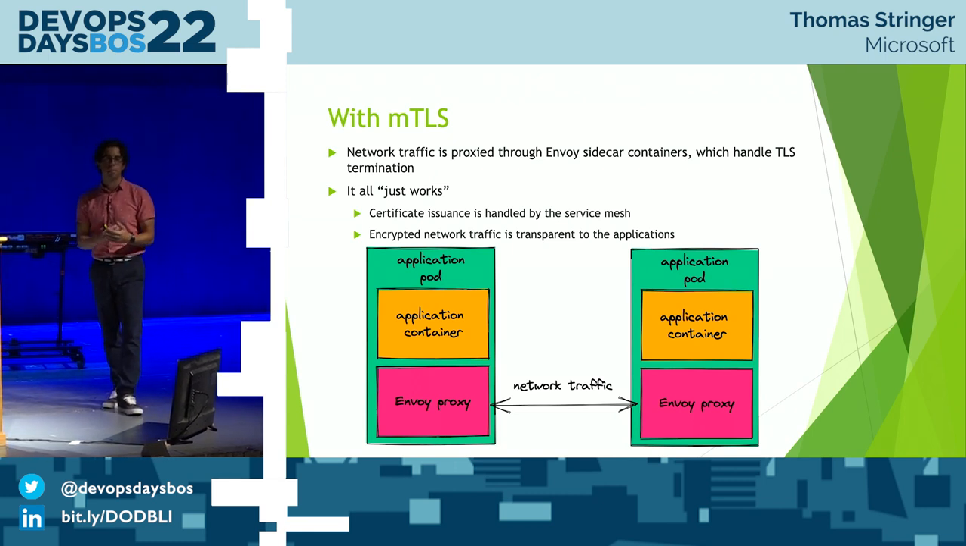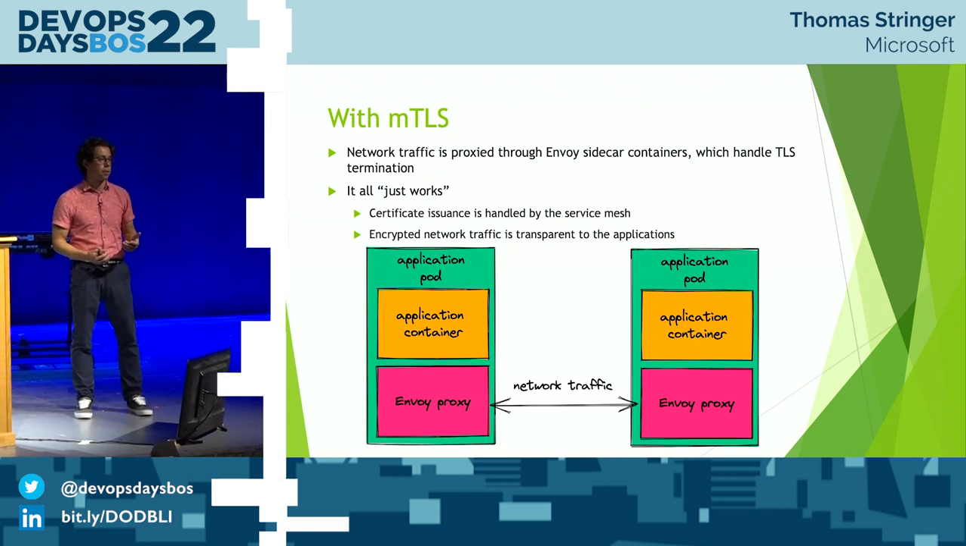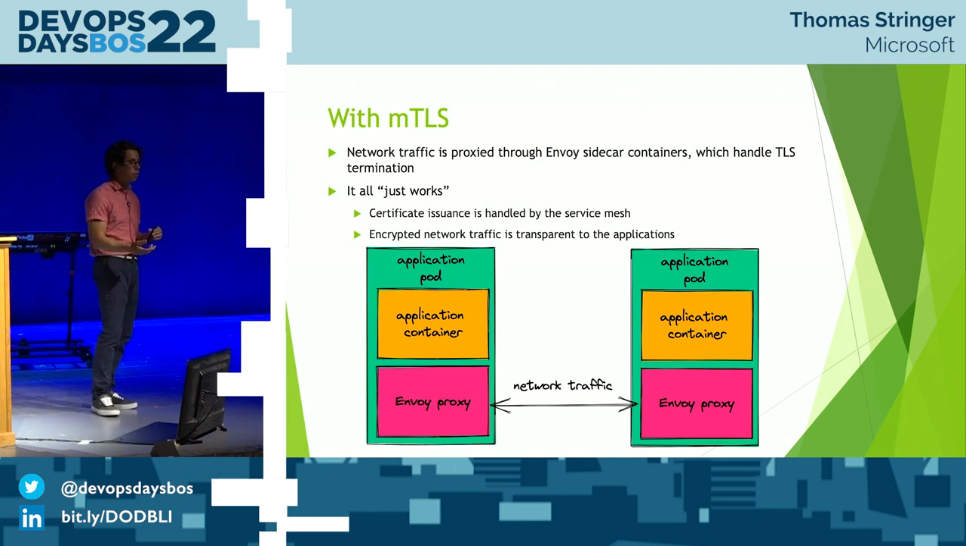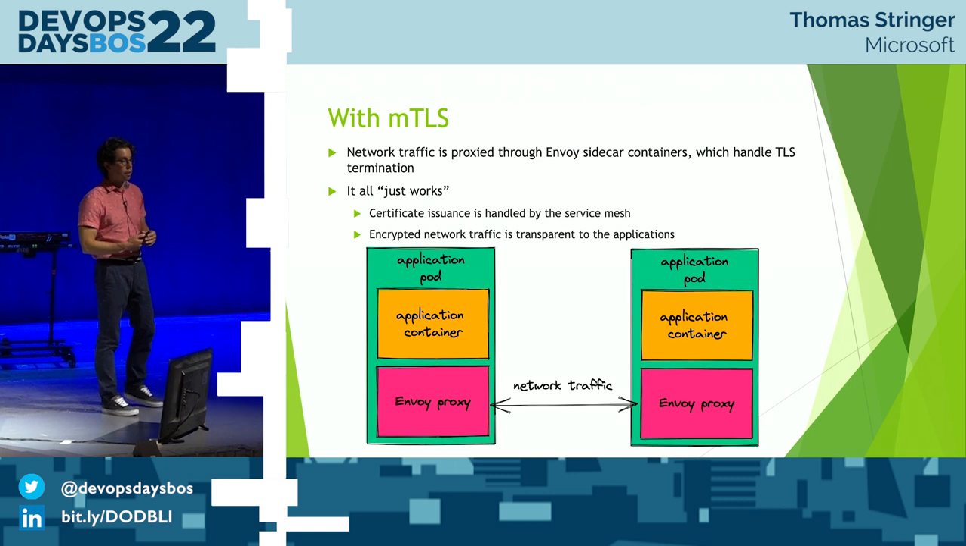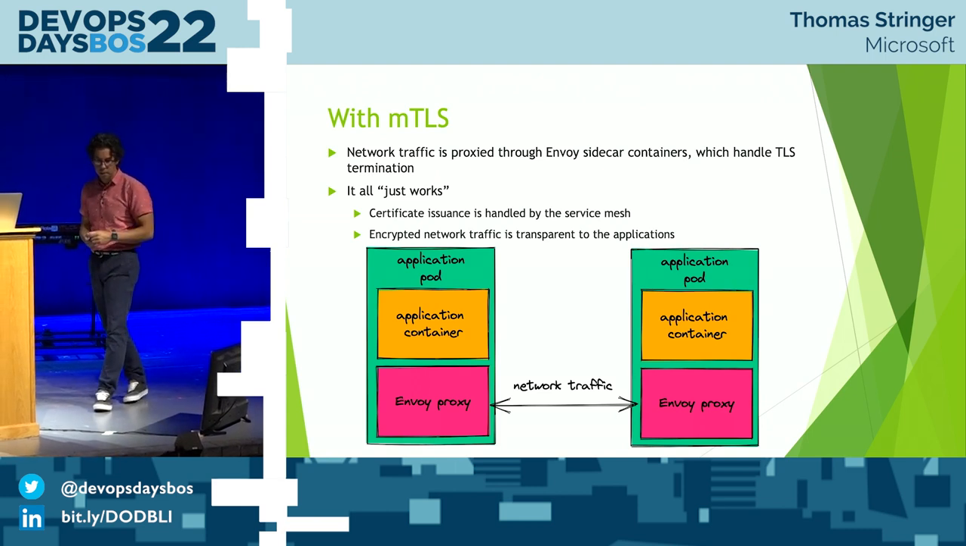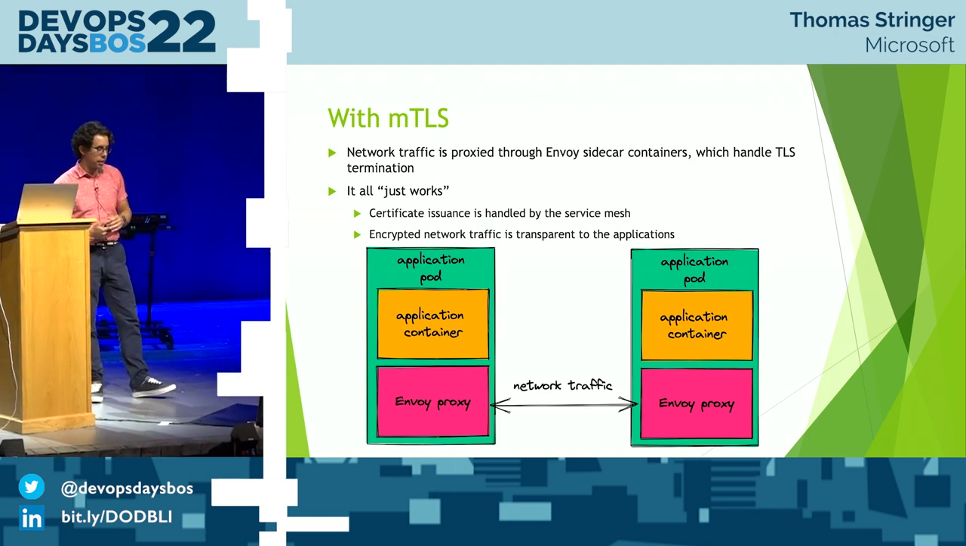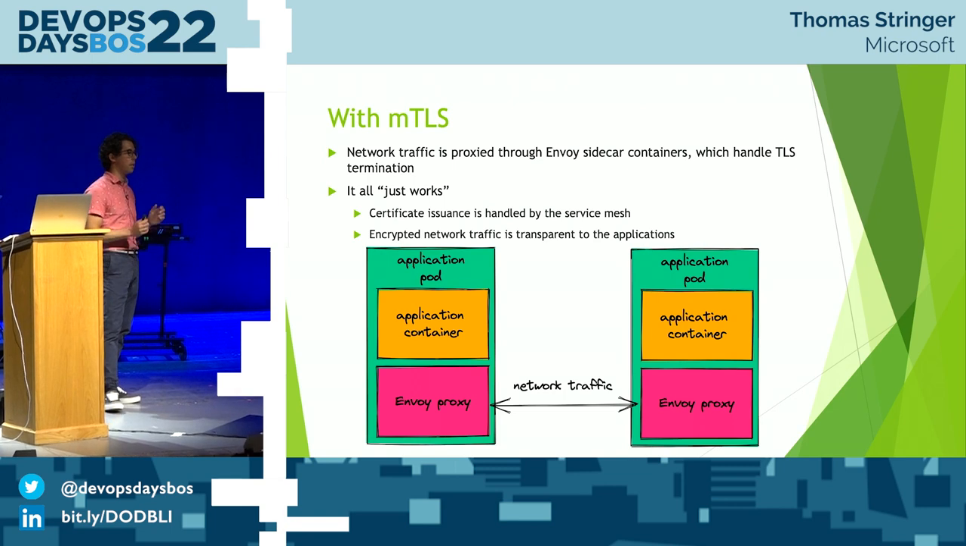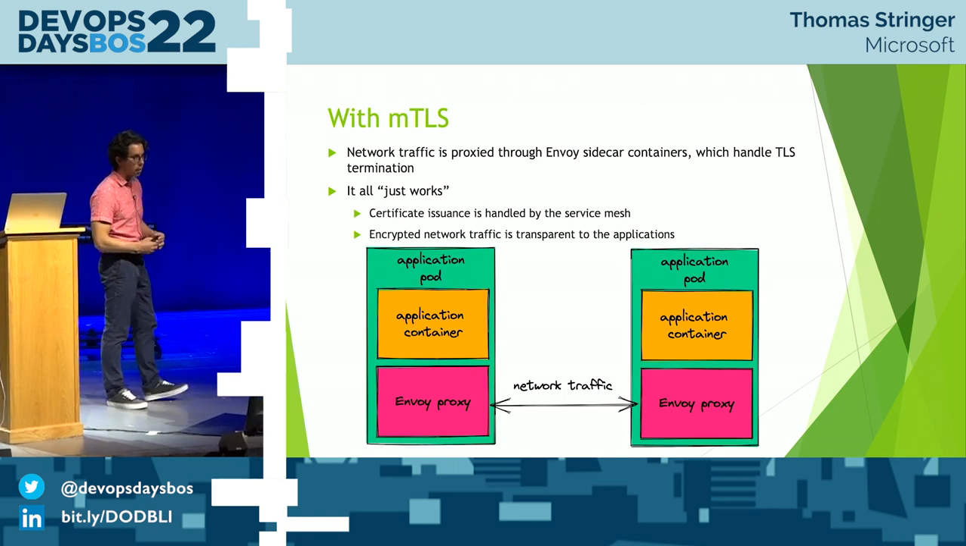Then at this point, it's up to Envoy to encrypt, and then on the other side, terminate TLS. And the really cool thing about this is this helps us to ensure that all traffic going between pods that are participating in the service mesh are encrypted. And the other really cool thing is it's entirely transparent to your application that's running in those pods.